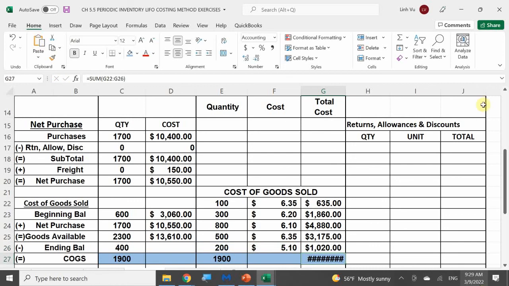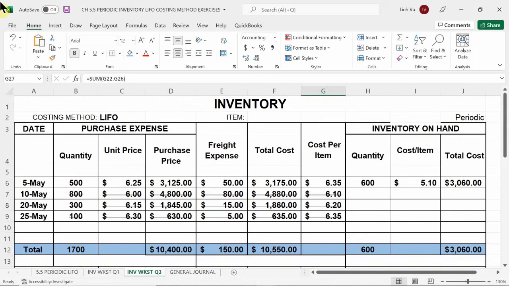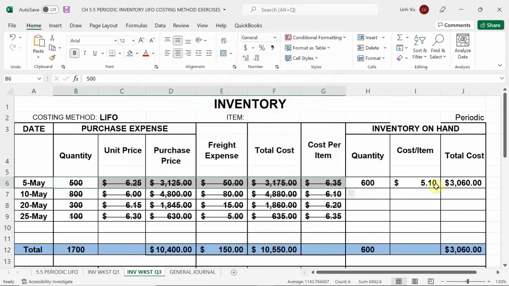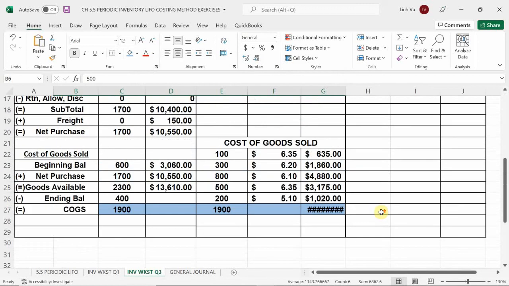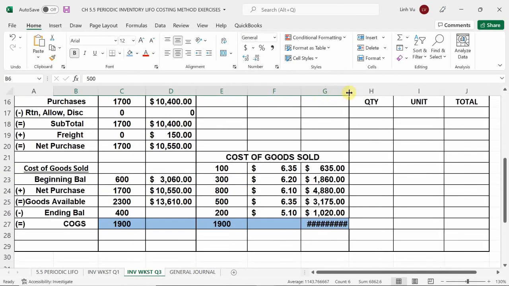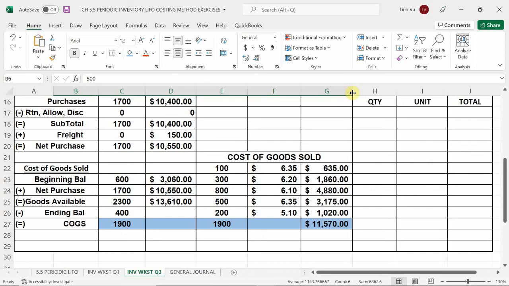$1,020. Okay. So therefore, I end up getting rid of all my net purchases, right? And that means at the end of the day, I still ended up with 400 units from my beginning inventory. So in this case, that brought me to a grand total here of $11,570.